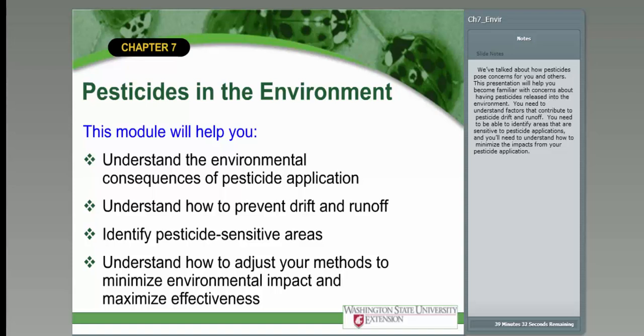We've talked about how pesticides pose concerns for you and others. This presentation will help you become familiar with concerns about having pesticides released into the environment. You need to understand factors that contribute to pesticide drift and runoff. You need to be able to identify areas that are sensitive to pesticide applications, and you'll need to understand how to minimize the impacts from your pesticide application.